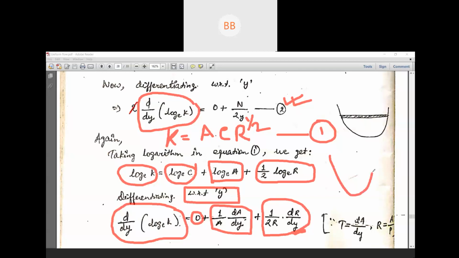So say if you consider a channel and we have considered a small elementary area.